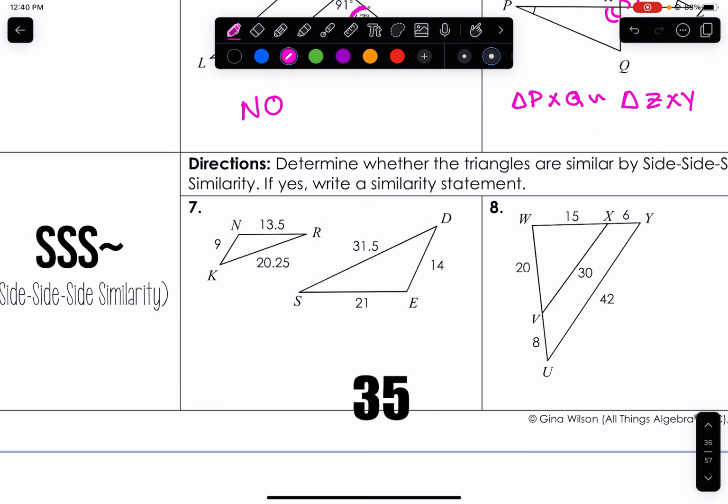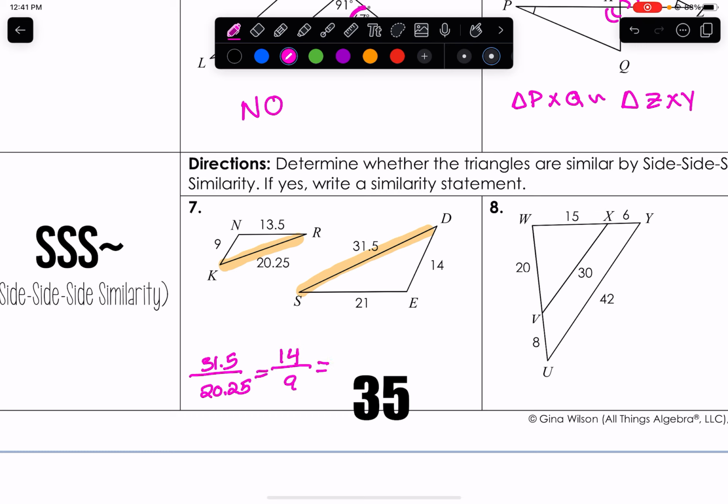So now for side, side, side, I have to check that all three sides are in the same proportion. So we have to say 14 over 20.25 would have to be equal. Oh wait, no. See, this is where you have to be a little bit careful. So if I'm looking, 20.25 corresponds to 31.5. So I would have to say that 31.5 over 20.25 is equal to 14 over 9 equal to 21 over 13.5. So I can start checking these.